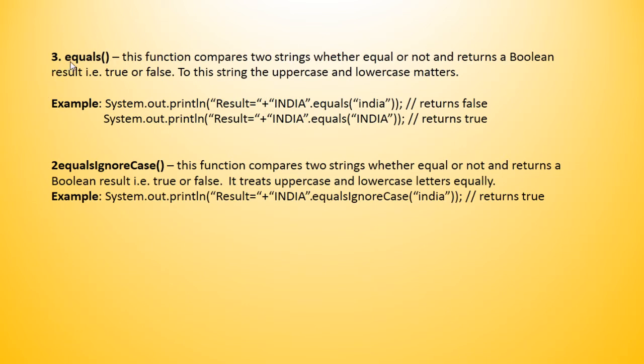The third function is equals. What will this function do? This will compare two strings and it will give a Boolean result, that is true or false. For this function, uppercase and lowercase letters matter. For example, System.out.println, this is the message getting printed as it is. Now you are comparing India in uppercase, dot equals, and you are checking whether this India and this India are equal or not. This is in uppercase and this is in lowercase. Therefore, it will return false.